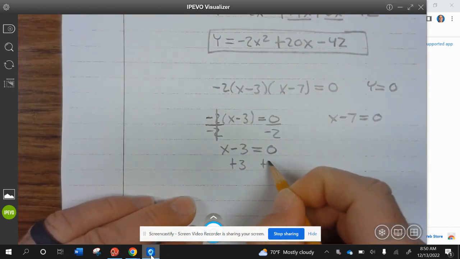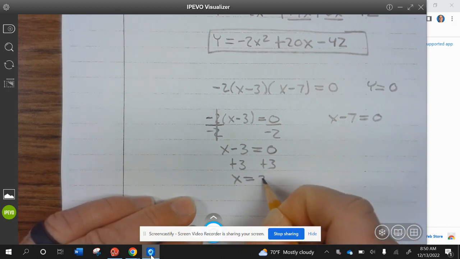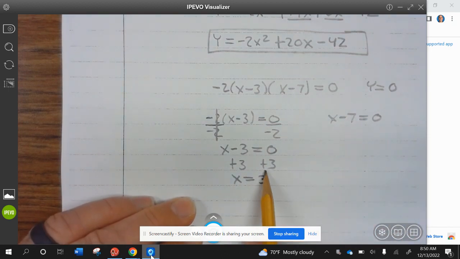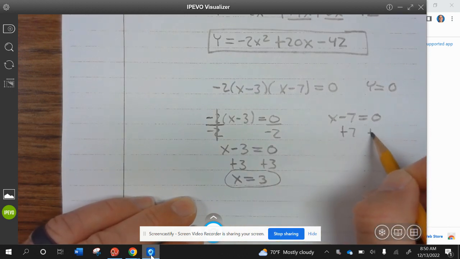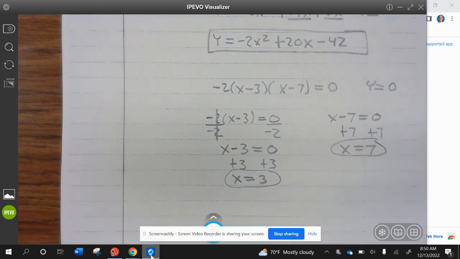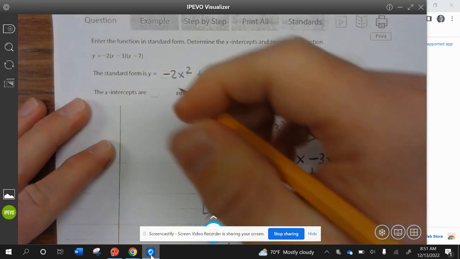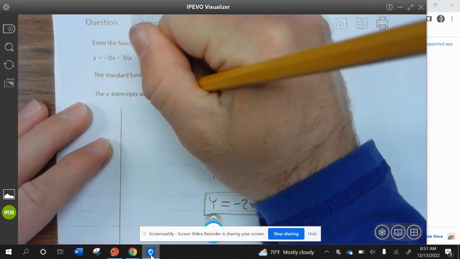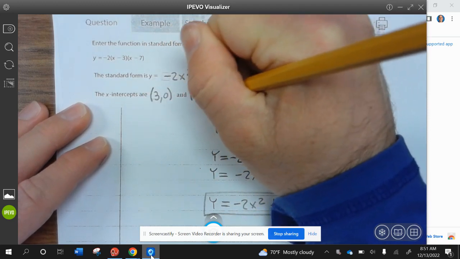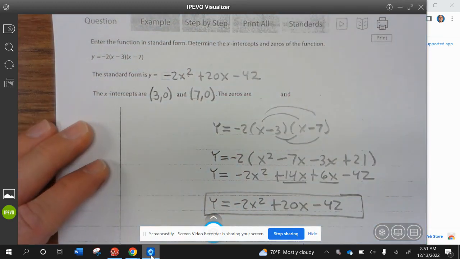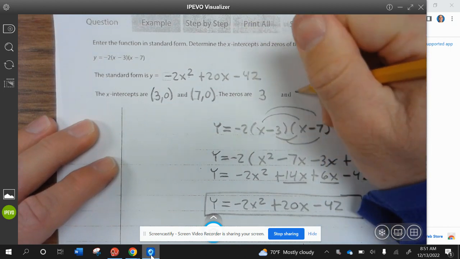Add 3 to both sides. x equals 3. Here, add 7 to both sides. x equals 7. All right, so our intercepts are (3, 0) and (7, 0). So the zeros are 3 and 7.